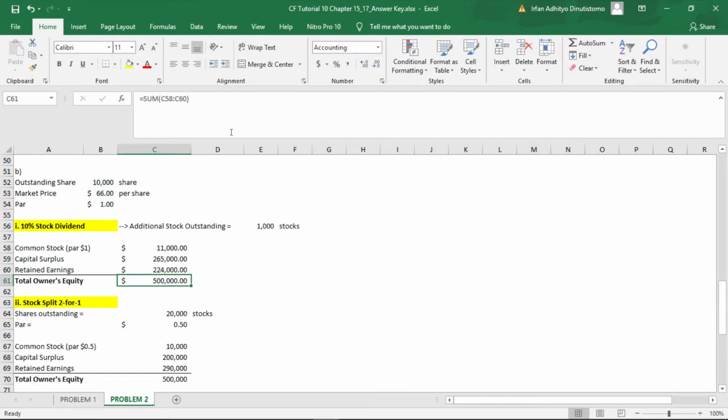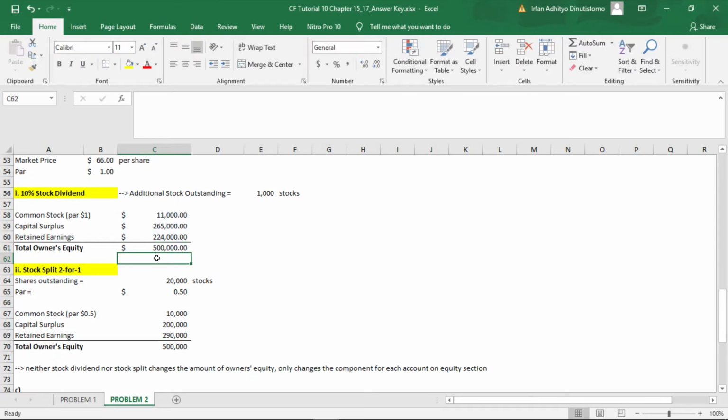In total, it didn't change the owner's equity. It's the sum of the common stock, capital surplus, and the retained earnings. So it stays at $500,000. So this didn't change the owner's equity. And we're going into the second scenario.